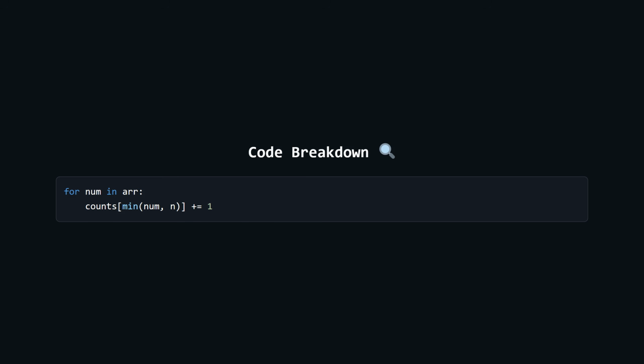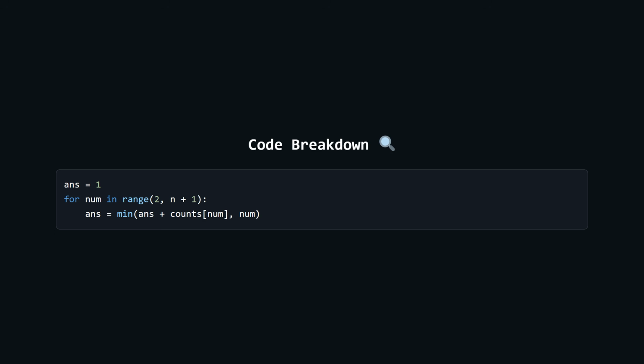For each number, we increase its tally. We take whichever is smaller, the number itself, or the length of our list, and increase the count for that value. Finally, we set our tracker to 1, and loop from 2 up to n. At each step, we update our tracker to be the smaller value between the number itself, or our current tracker, plus however many times we found that number.